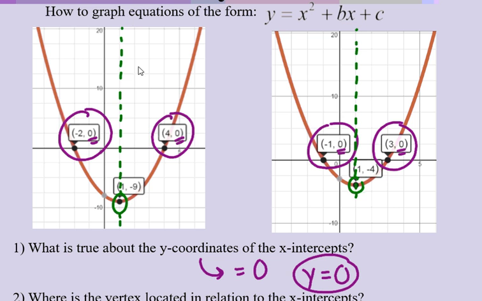Once I have the x-intercepts, I know the vertex has to be halfway between. If I have those 3 points, and turns out I know the y-intercept too, I have 4 points I can sketch the graph, and that's where we're headed.